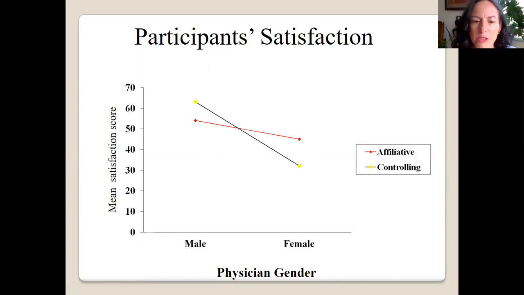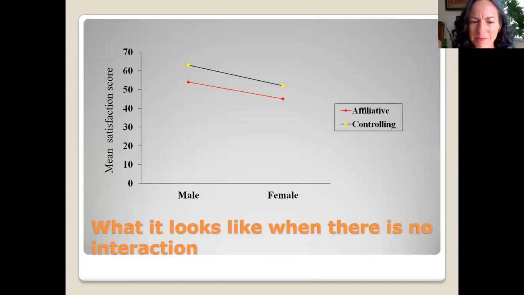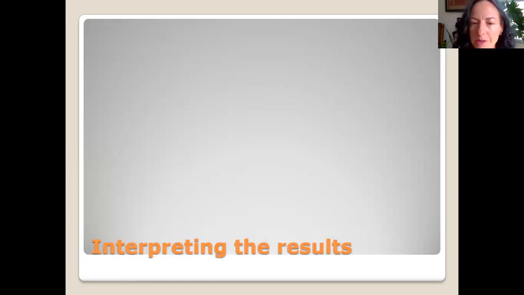So you can't say that affiliative is always better, because affiliative is better only for women. And you can't say that controlling is always better, because controlling is better only for men. And so there we get the interaction between the two variables. Two variables are working together to produce different effects. So in this case, if there were no interaction, if controlling would always be better, this is fictional, of course, than affiliative, but controlling is not always better than affiliative. It's only better for males than for females. So that's what it would look like if there was no interaction. But of course, in these data, there is an interaction.